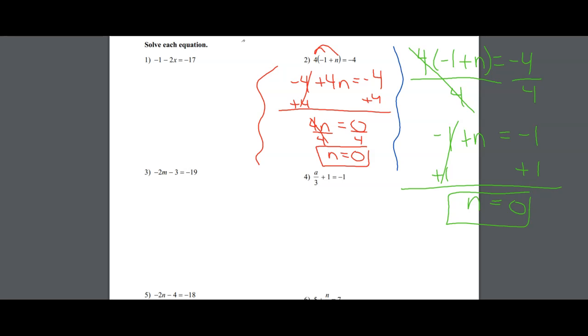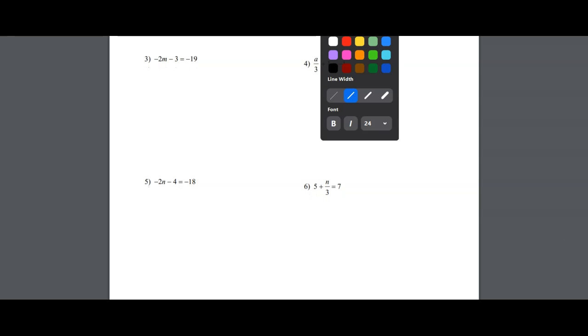Okay, we are going down to number 4. We see a fraction here. Okay, so again, the problem can be approached in multiple ways. The first way that I'm going to do it, again for 2 steps, is I am going to subtract 1 from both sides. Okay, that's going to simplify this part of the left-hand side. So I'm going to get a divided by 3 is equal to negative 2. Negative 1 minus 1 is going to be equal to negative 2.